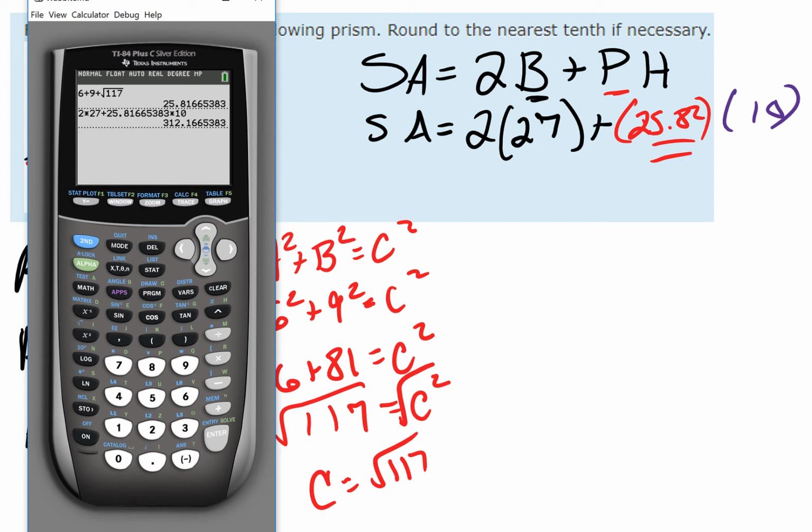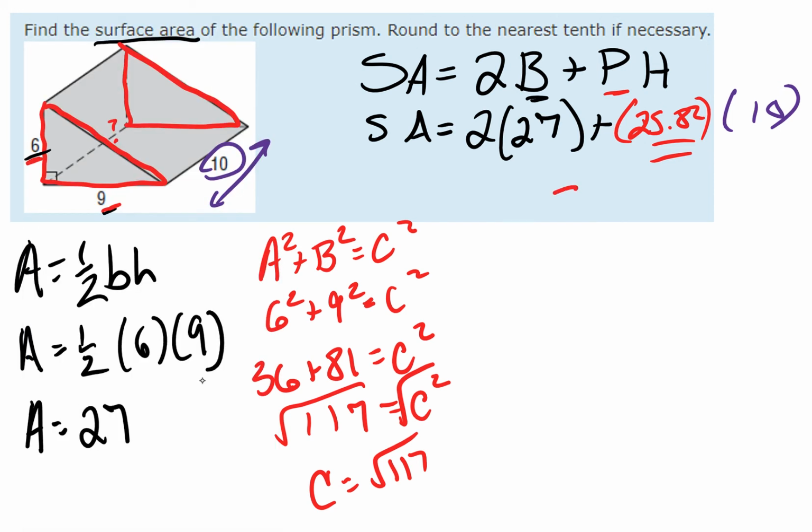I get my answer, which is 312.166. Now, I need to round that off. We want to round it off to the nearest tenth.